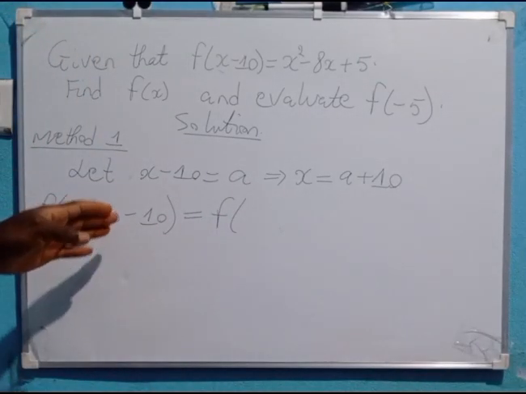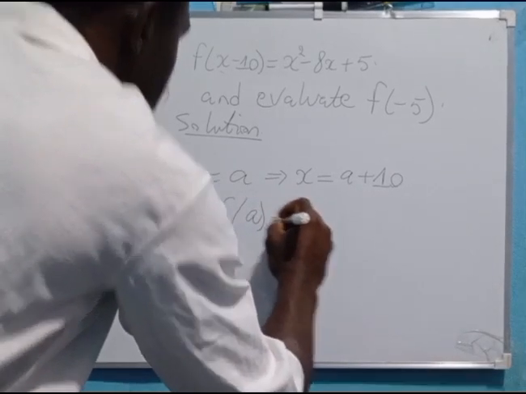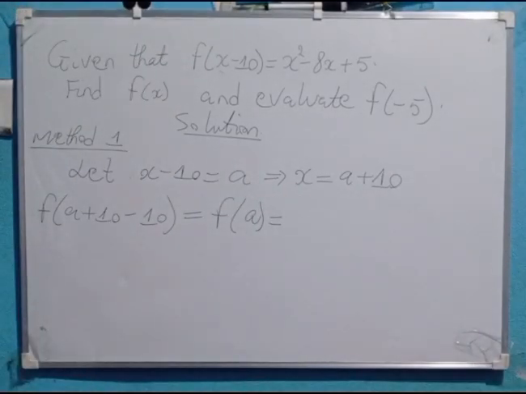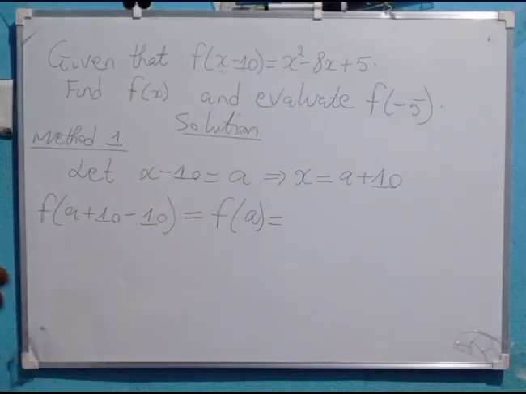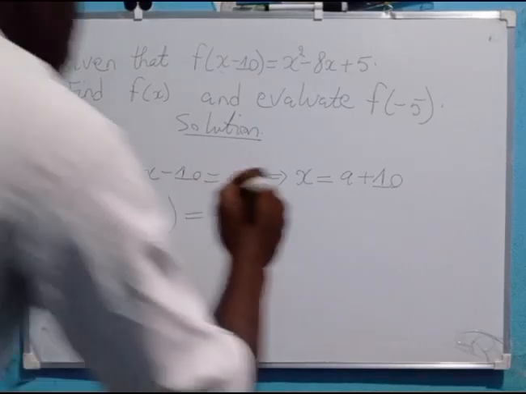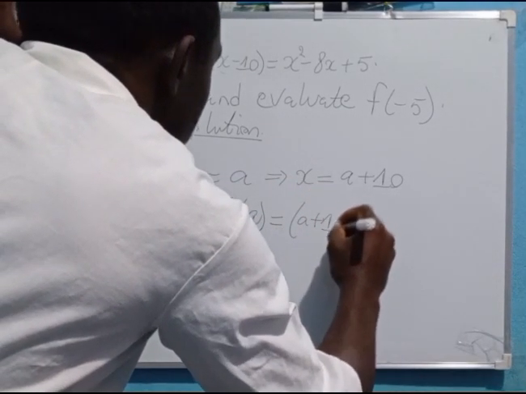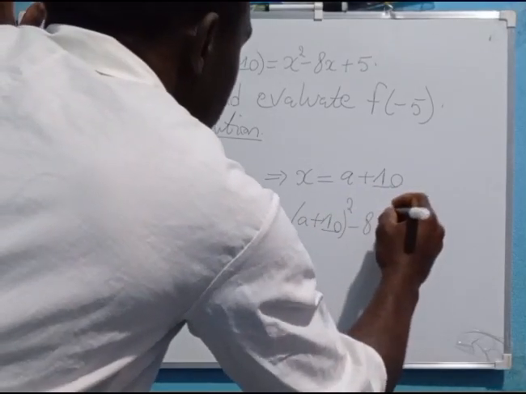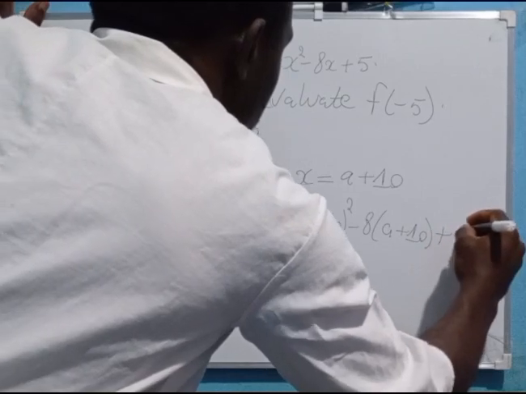a plus 10 minus 10 gives us f of a, which simply means, in the function f of x minus 10, which is equal to x squared minus 8x plus 5, anywhere we see x, we are going to replace x with a plus 10. So this will be equal to a plus 10 squared minus 8 times a plus 10 plus 5.